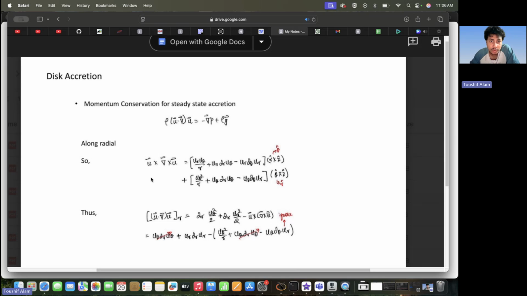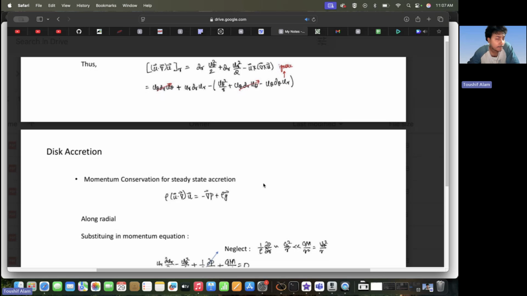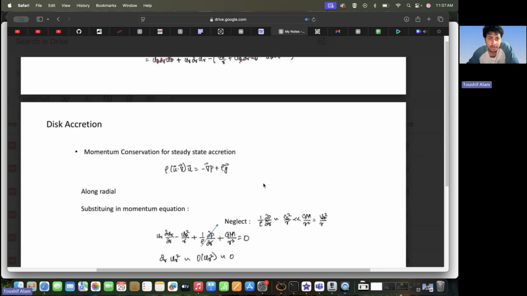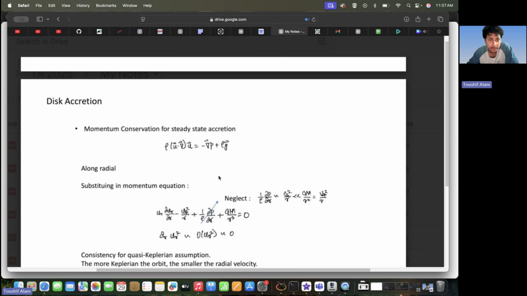So u cross curl of u is u r u theta by r plus u r del r u theta minus u r del theta u r of r cross z hat, plus u theta square by r plus u theta del r u theta minus u theta del theta u r is theta cap cross z cap r hat. Thus we'll get this equation. In the steady state, the momentum conservation equation gives rho u dot grad u is equal to minus grad p plus rho g along radial.